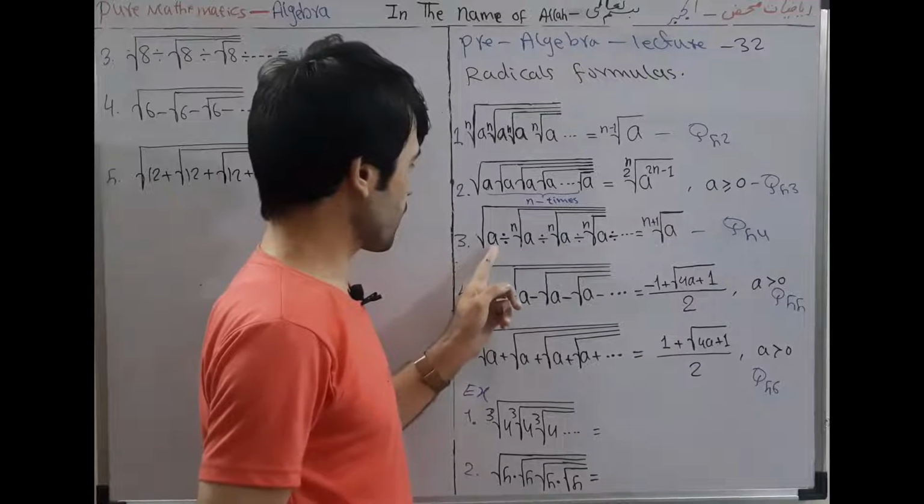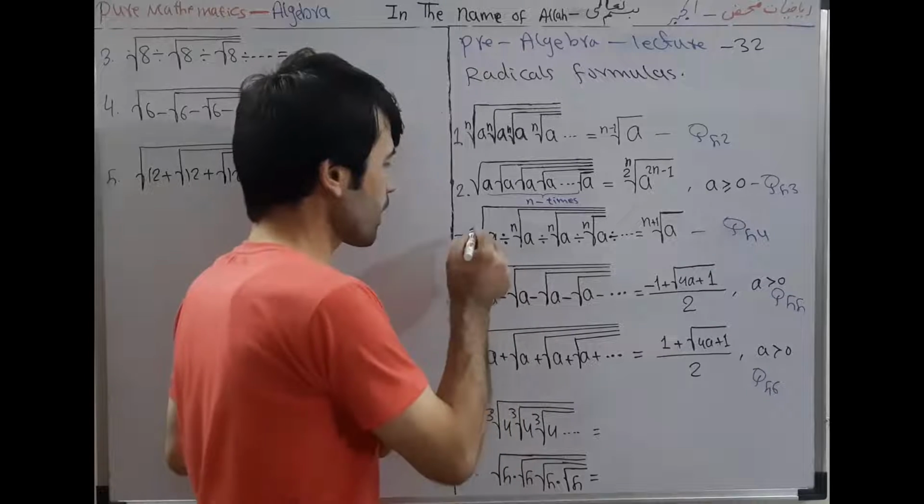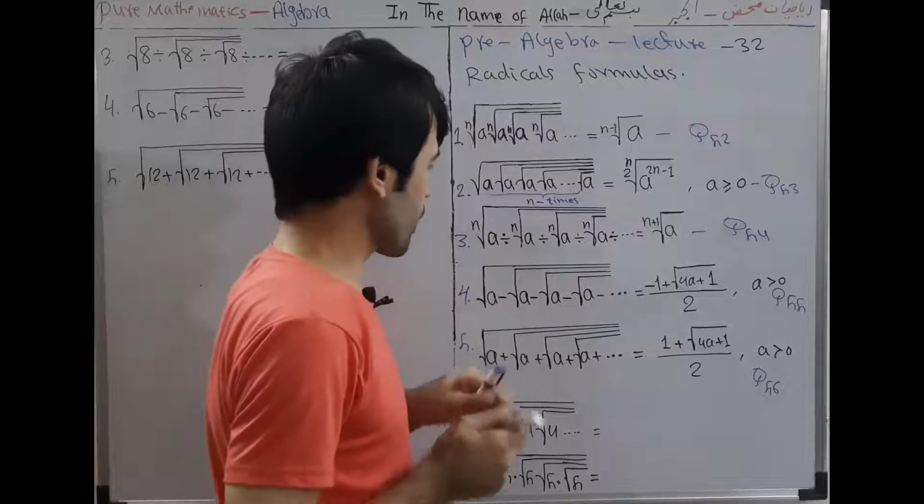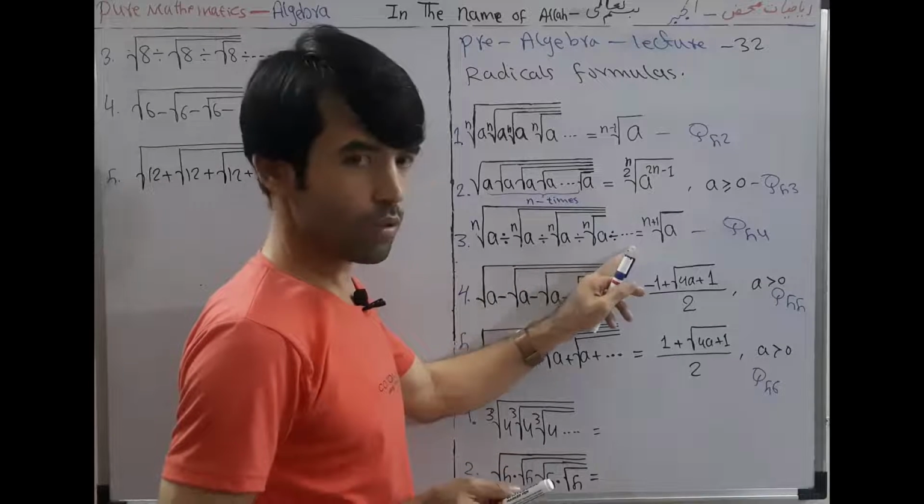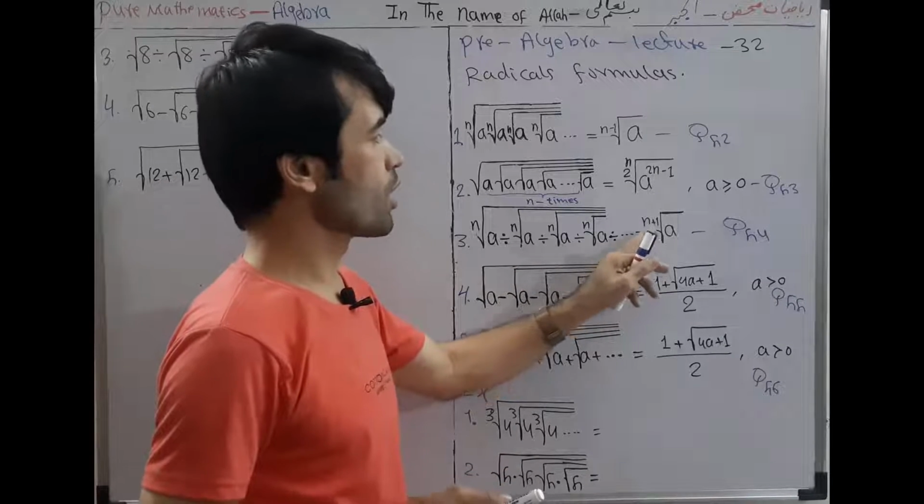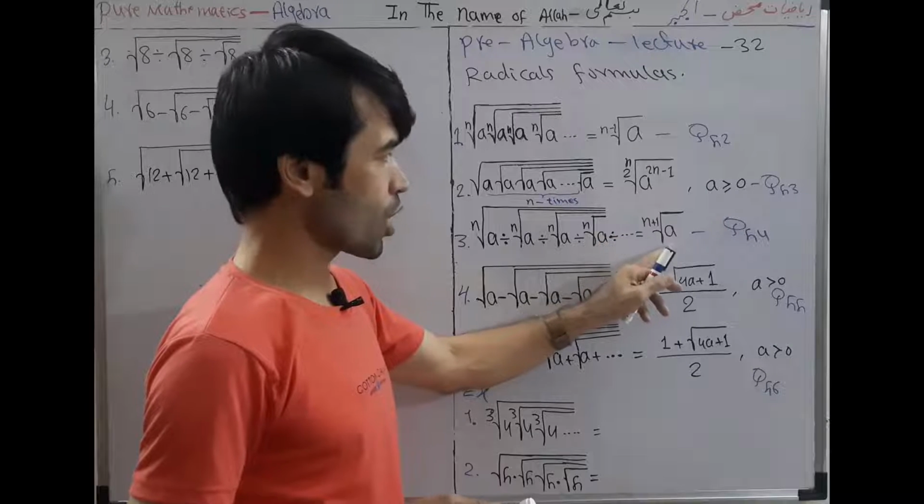Third one: n-th root of a divided by n-th root of a divided by n-th root of a divided by n-th root of a, and so on up to infinity. It is equal to the (n plus 1)-th root of a.